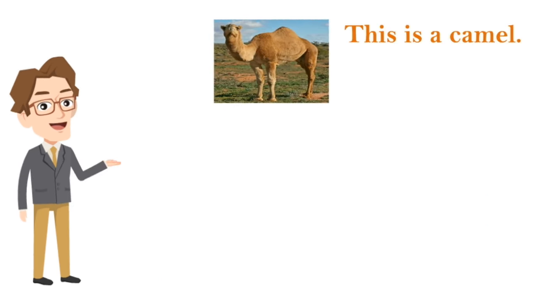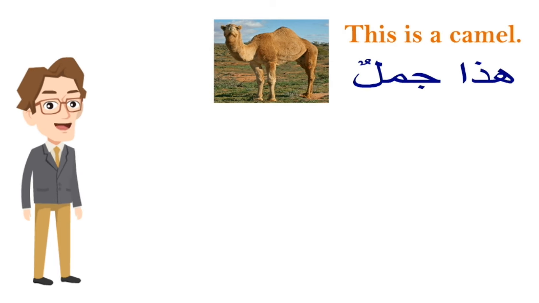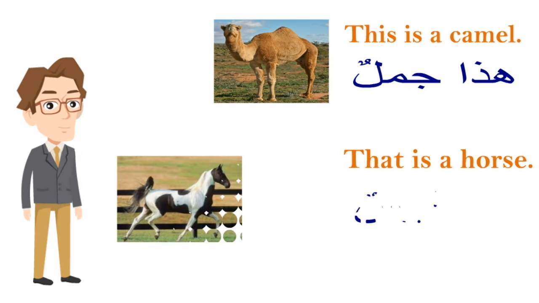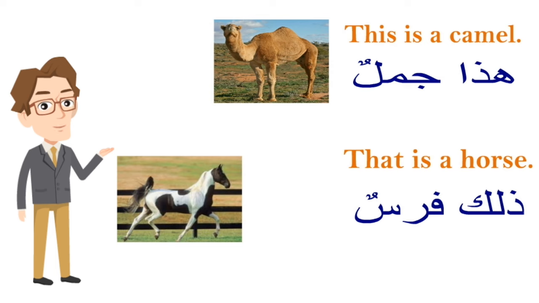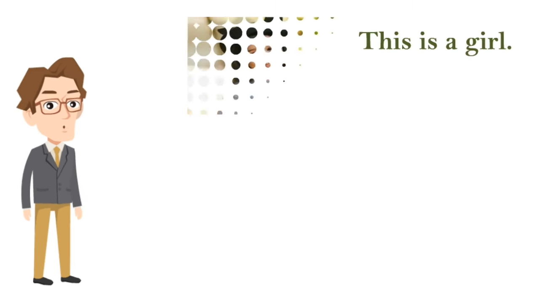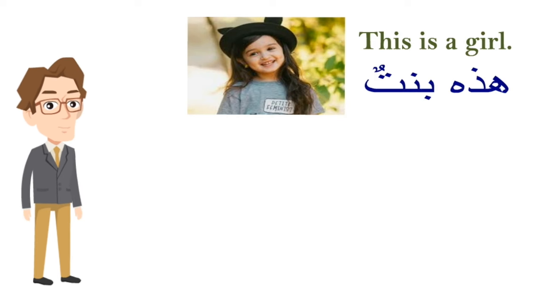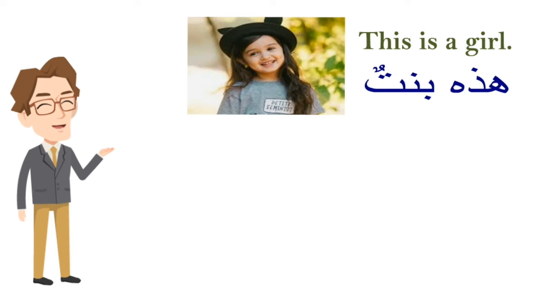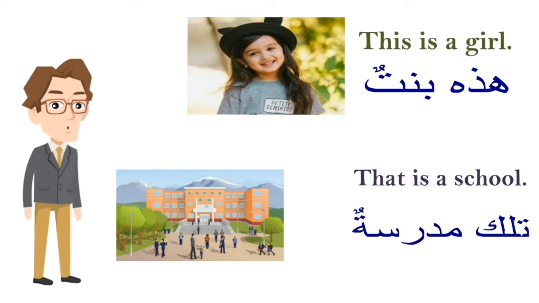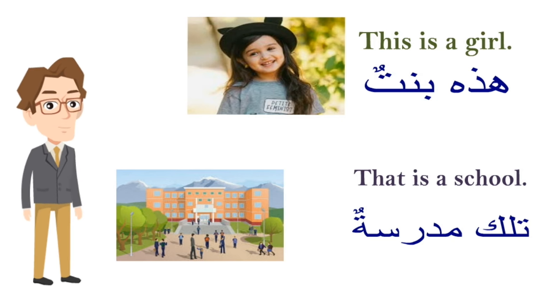This is a camel. Hadha jamalun. That is a horse. Dhalika farasun. This is a girl. Hadhihi bintun. That is a school. Tilka madrasatun. I hope you understood.